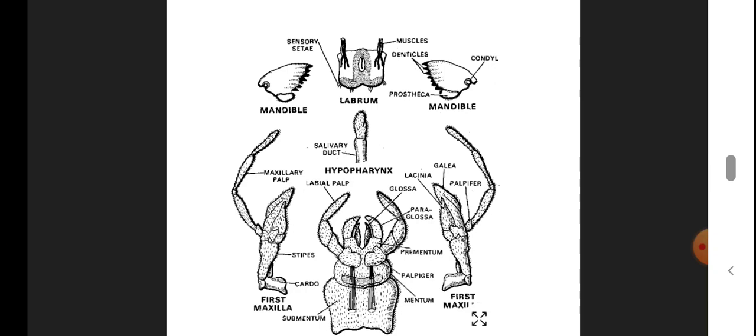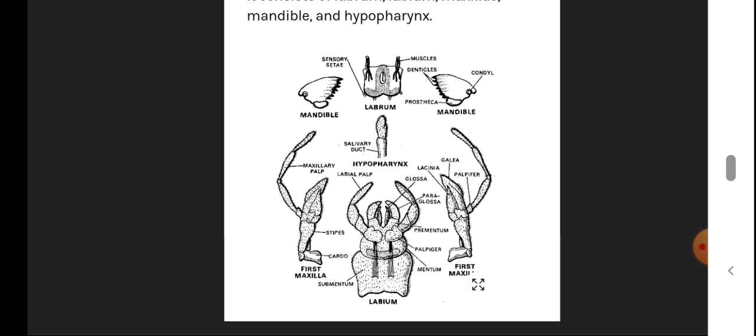Then palpifer. All these structures you might have studied in the first semester when you studied Arthropoda. You might have studied, I think, about the cockroach mouth parts and all. And for the labium, different parts are marked here: labial palp, glossa, paraglossa, prementum, palpiger, then mentum. So all these parts you have to label. So you have to study this diagram thoroughly. You have to draw and study this diagram thoroughly.